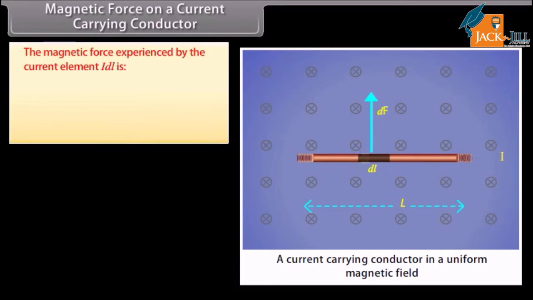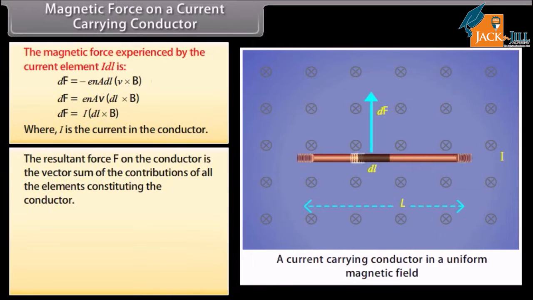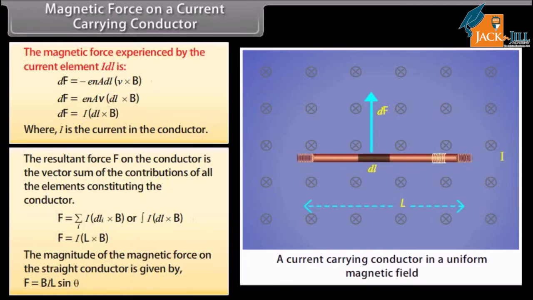The magnetic force experienced by the current element I dl is given by -e n A dl (v × B), which is equal to I (dl × B), where I is the current in the conductor. The resultant force F on the conductor is the vector sum of the contributions of all the elements constituting the conductor. Now we get the result F = I (L × B). The magnitude of magnetic force on the straight conductor is given by F = BIL sin θ.